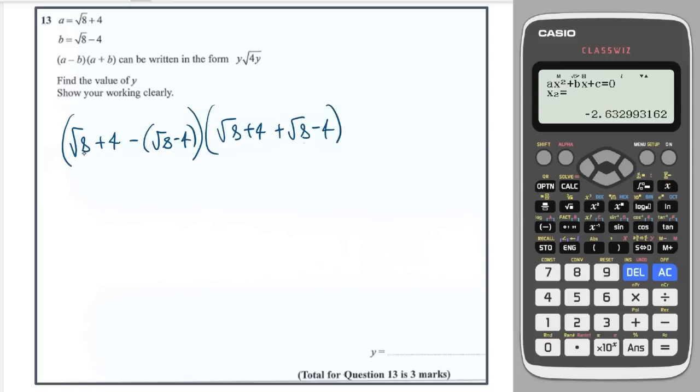So I've got a root 8 minus a root 8, so they cancel. I've got 4 minus minus 4, which makes 8. So that bracket is just 8. This one, I've got root 8 and another root 8, so that's 2 root 8. And I've got a 4 and a minus 4, they cancel. So it's just 8 multiplied by 2 root 8.